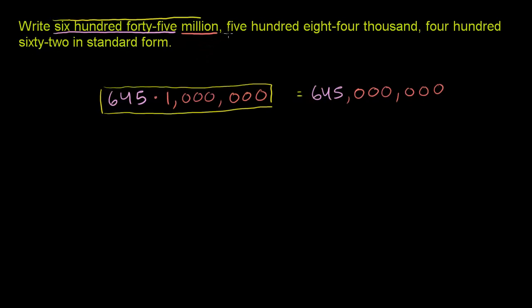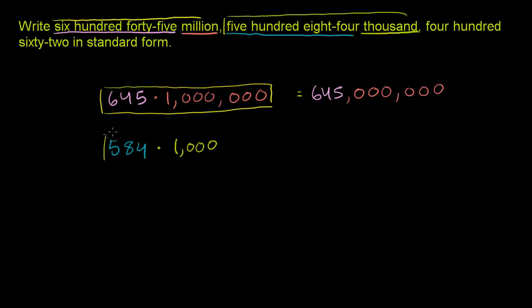We have 584. Let me write that down. 584,000. So let me write the 1,000. So it's 584 times 1,000. And what's that going to look like? So that's this whole part right here. So 584 times 1,000 is equal to what?